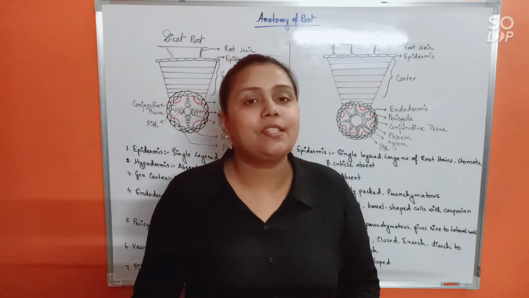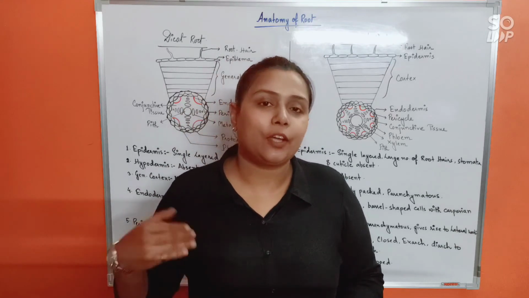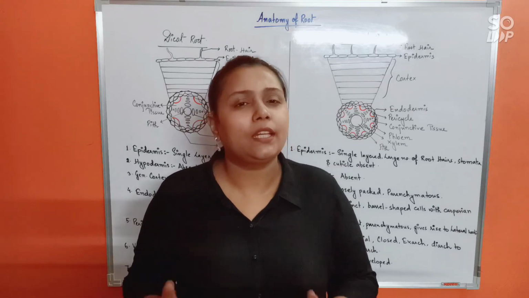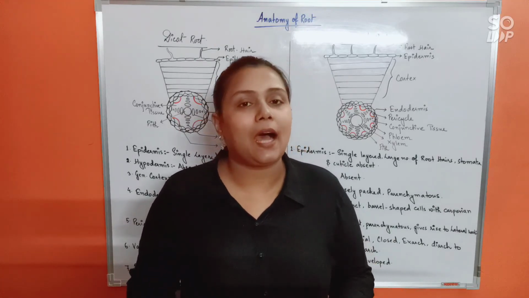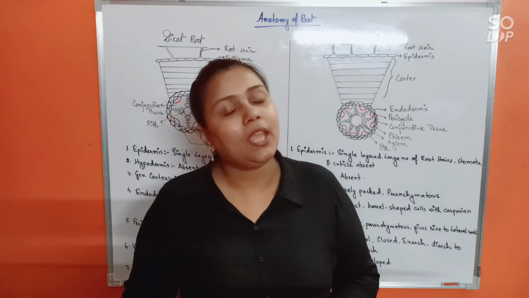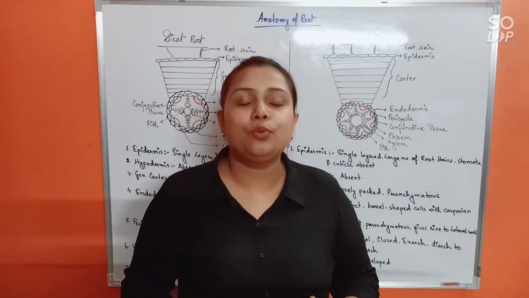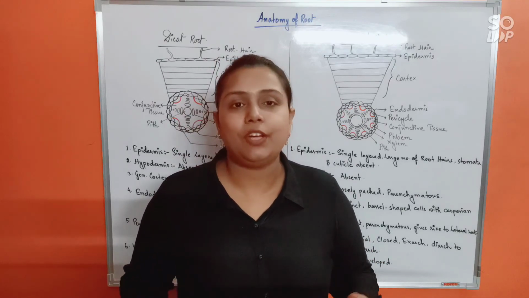And finally, the last difference is in the pith. In case of dicot roots, the pith will be small and underdeveloped, but in monocots, it will be large and well developed. Okay, so I hope dicot roots and monocot roots anatomy is very clear to you.